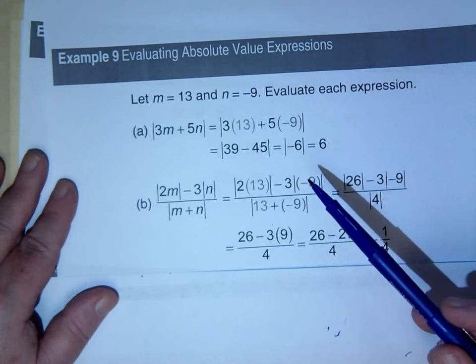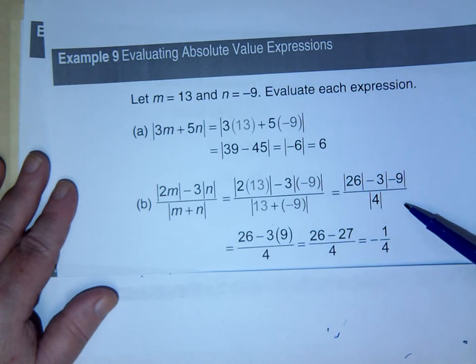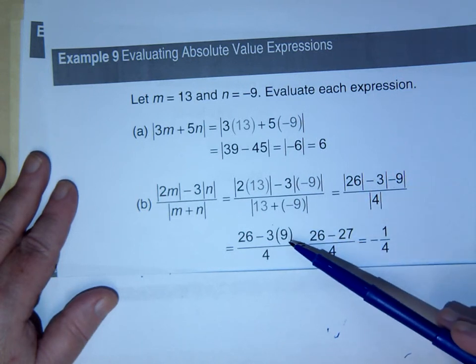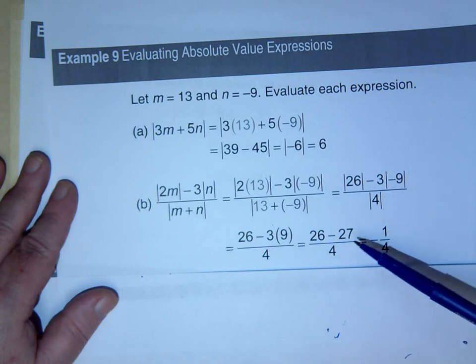Similarly, we can have a more complicated expression. We do the calculations. We have, in this case, a numerator and denominator. It's going to be minus 1 over 4, which is minus 1/4.